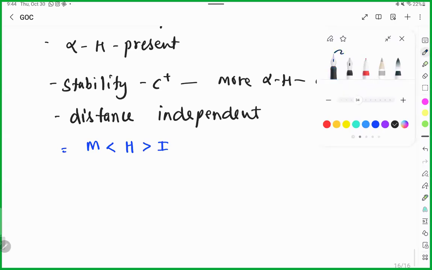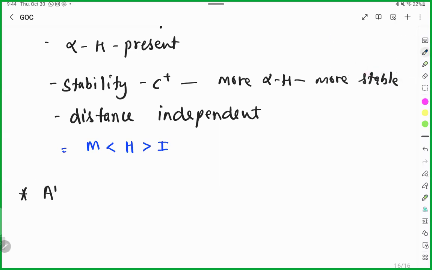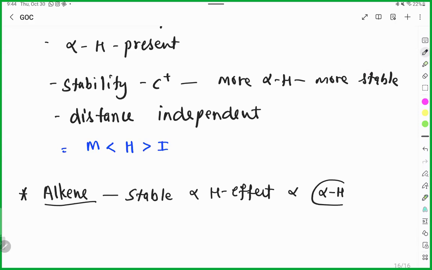In case of alkene, if you take a double bond, how to decide whether an alkene is highly stable or not? Just look at the hyperconjugation effect. It depends upon the hyperconjugation effect, meaning it depends on the alpha hydrogen. More the number of alpha hydrogen, stronger the hyperconjugation effect, and such alkene will be more stable.